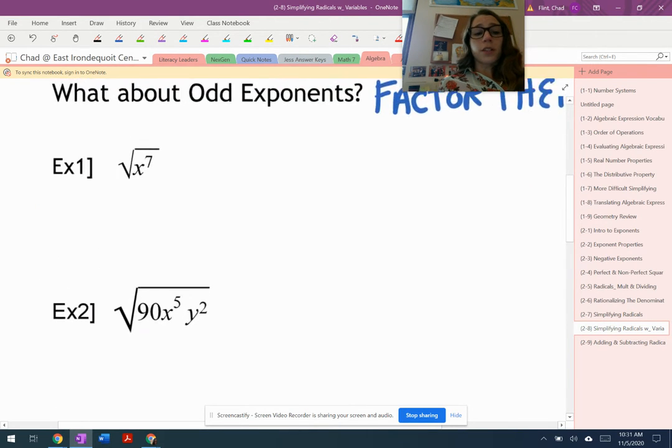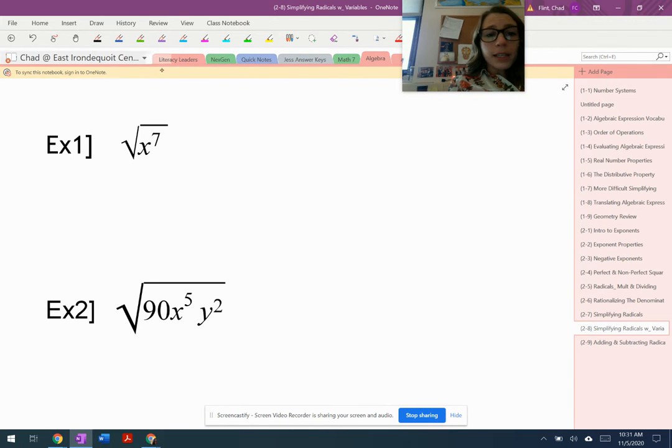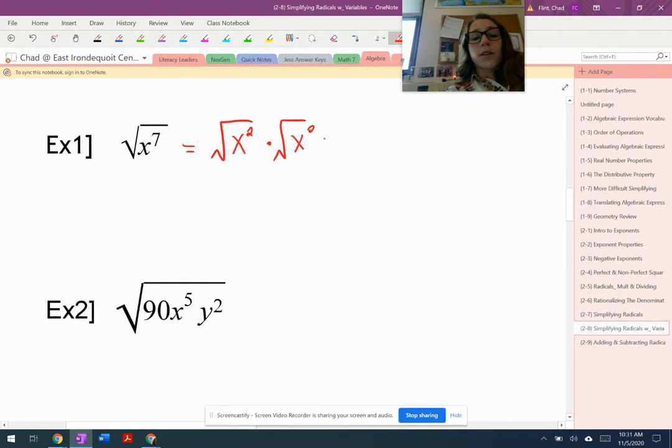All right, so let's look at this first example. The square root of x to the 7th is what that says. So I want to break that up into even exponents. How many x squareds can I break up the x to the 7th into? Well, the square root of x squared times the square root of x squared times the square root of x squared. That gives me 2, 3, 4, 5, 6.